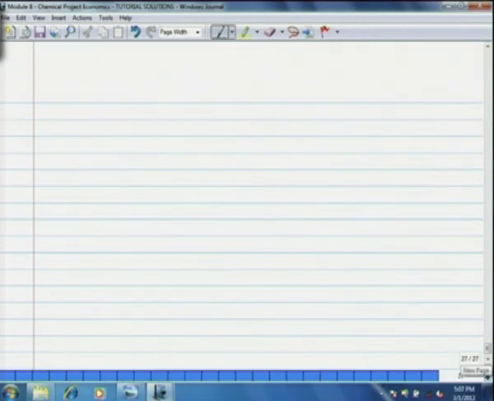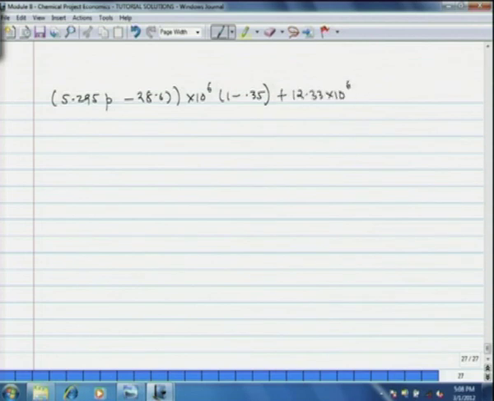Okay. Now we put all the values that we have obtained. Revenue, we obtained discounted revenue was 5.295 into P. Then the total production cost was 28.67 into 10 to power 6 into the tax rate 1 minus 0.35, plus total discounted depreciation 12.33 into 10 to power 6, and this should be equal to the total capital investment 28 into 10 to power 6.